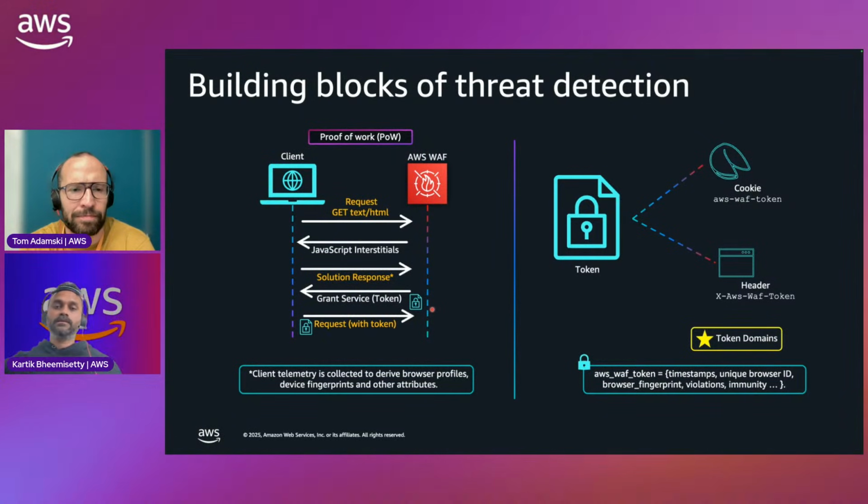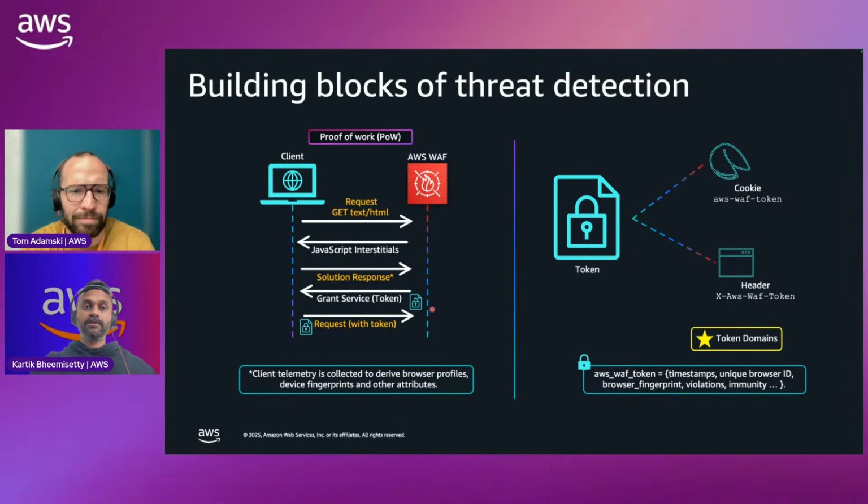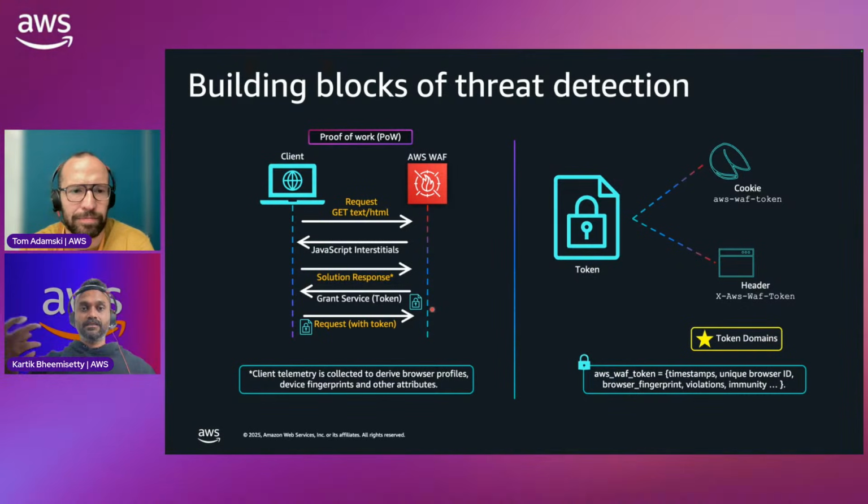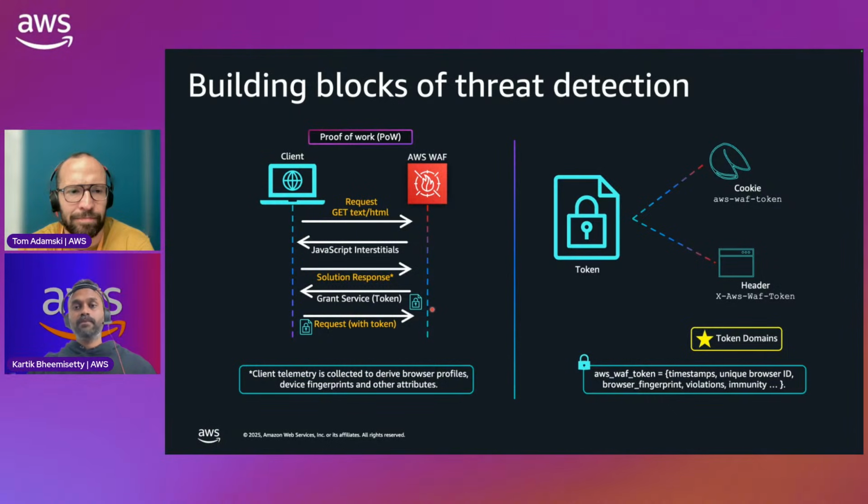So what does that token consist of? It includes timestamps, unique browser characteristics like browser fingerprints, and immunity time. Immunity time is something you configure on the web ACL, how long you want the token to be valid once it's issued to the user. And then a lot of other client telemetry: what kind of browser is it, how many extensions does it have, what kind of extensions? It continuously gathers the data and includes that in the token. There's a lot of data being gathered inside that token.